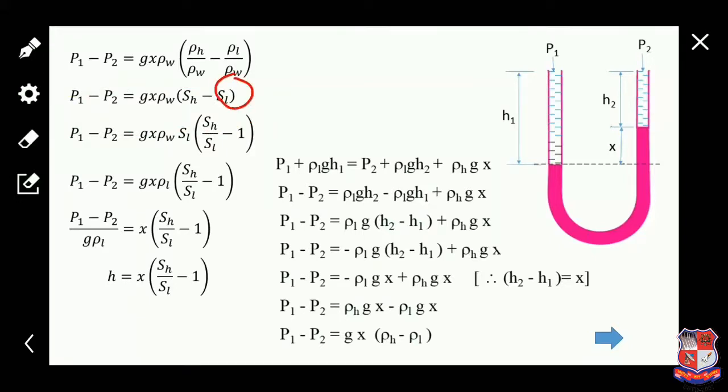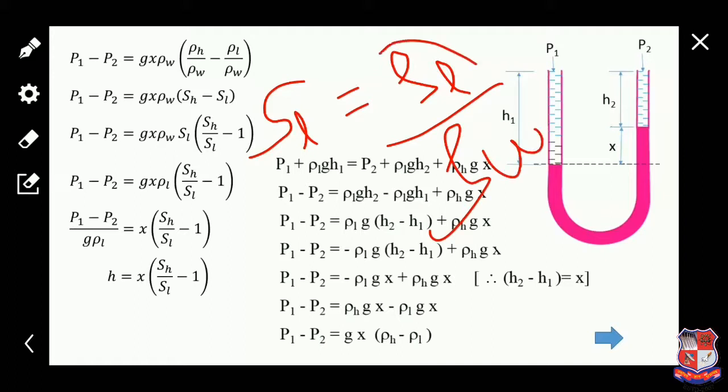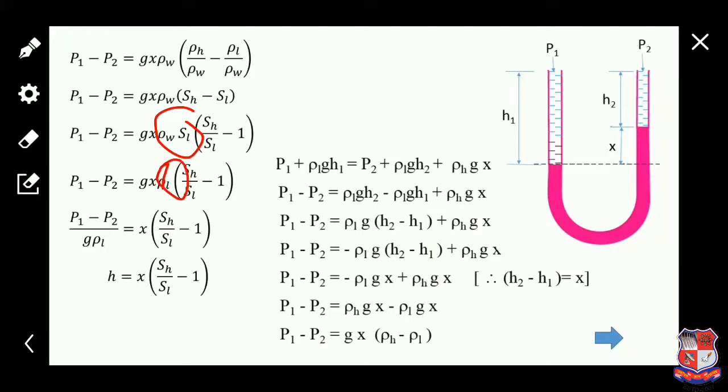Now take the specific gravity of the light liquid common from the bracket, so in bracket SH upon SL minus 1. Now we know that the specific gravity of the light liquid is equal to the density of the light liquid upon the density of water. So the density of the light liquid is equal to the specific gravity of the light liquid into the density of water. Now rho into g is moved to the left side, so write it this way. Here what remains is x and the bracket SH upon SL minus 1.